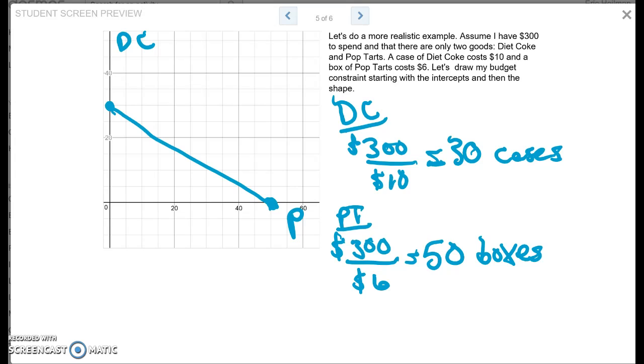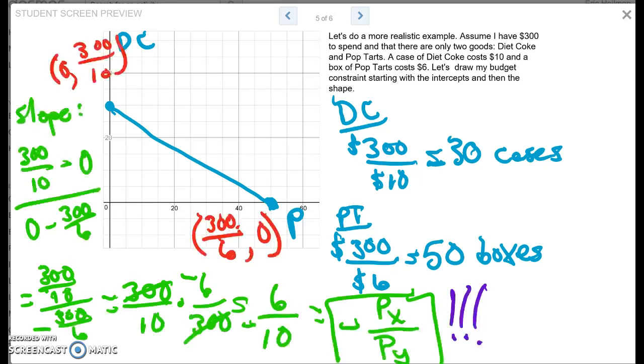A really important thing that's going to come up later is the slope of a linear budget constraint. So I want you to take a second and figure out what the slope of this is. I'm going to put it on here, but I want you to do it on paper. So pause the video and try it, and then start it up again.